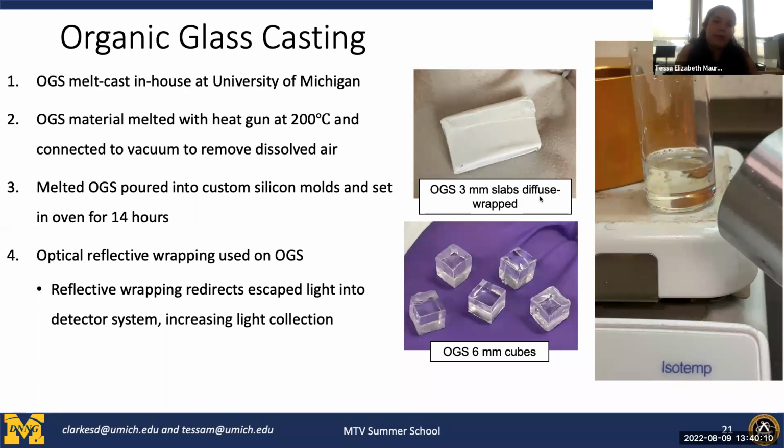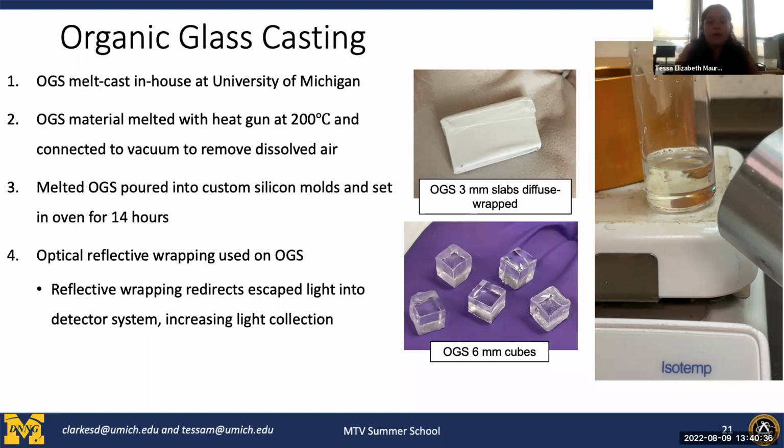So really what we mean by that is there's a diffuse optical reflective wrapping, Teflon tape in this case, that we wrap around all sides except this bottom piece, which is of course coupled to our PMT. So we won't wrap that, but by wrapping the rest of it in a reflective wrapping, we're theoretically redirecting escaped light back into the system, which will increase light collection.